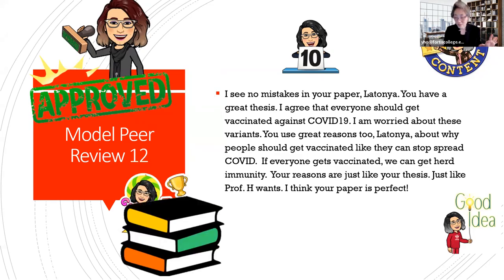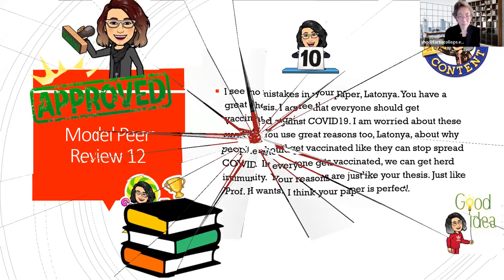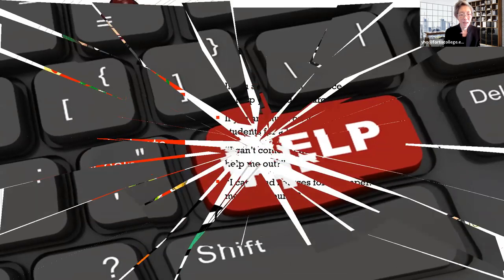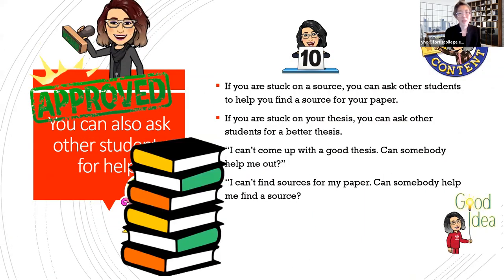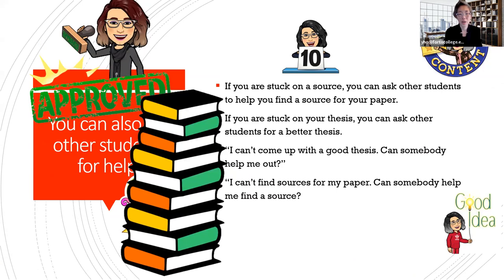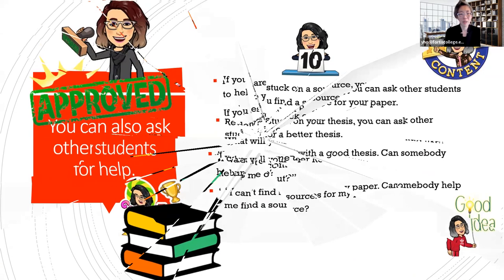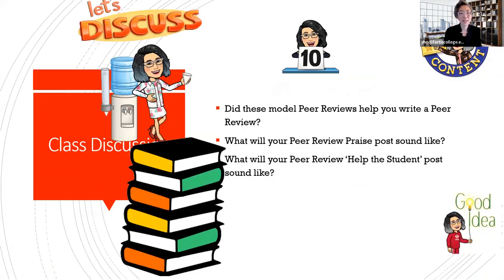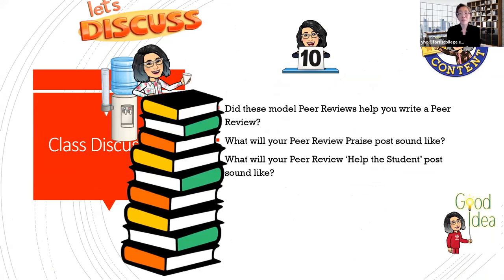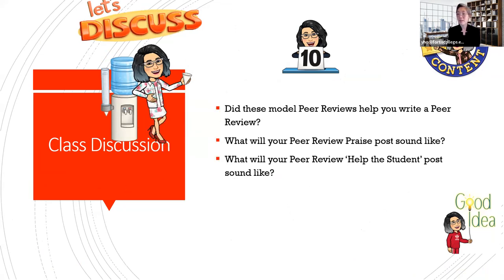So anyway, you can comment on other people's papers, and you can ask for help. If you're stuck on a source, you can ask people for help, and that's it. So did these model peer reviews help you think about exactly what you're going to write for your peer review? Candace?